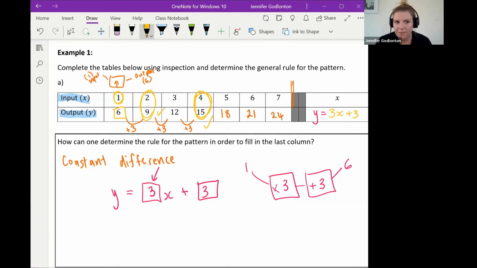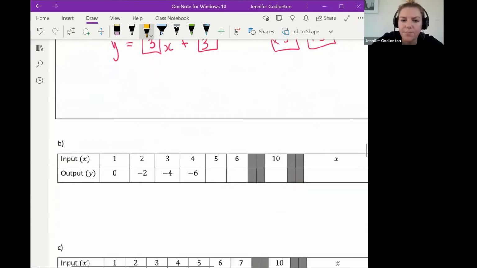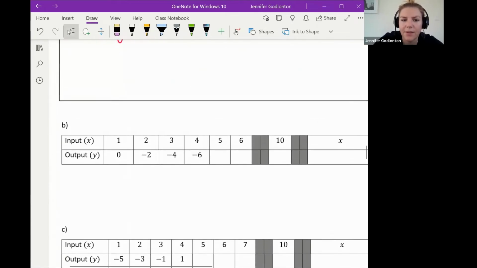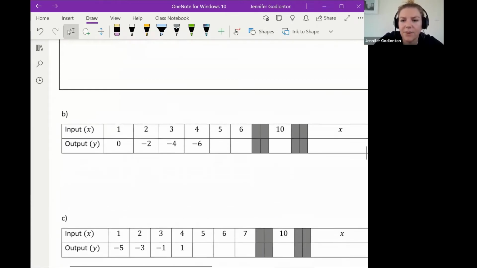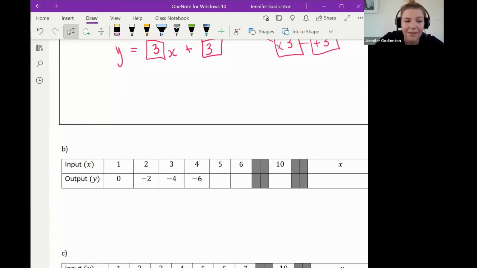Let's try another one. We're going to keep it the same. Oh, good. I'm glad that you guys are not struggling with this. Let's have a look at this next one. Okay, don't panic if you're struggling. We're going to do lots of these examples.